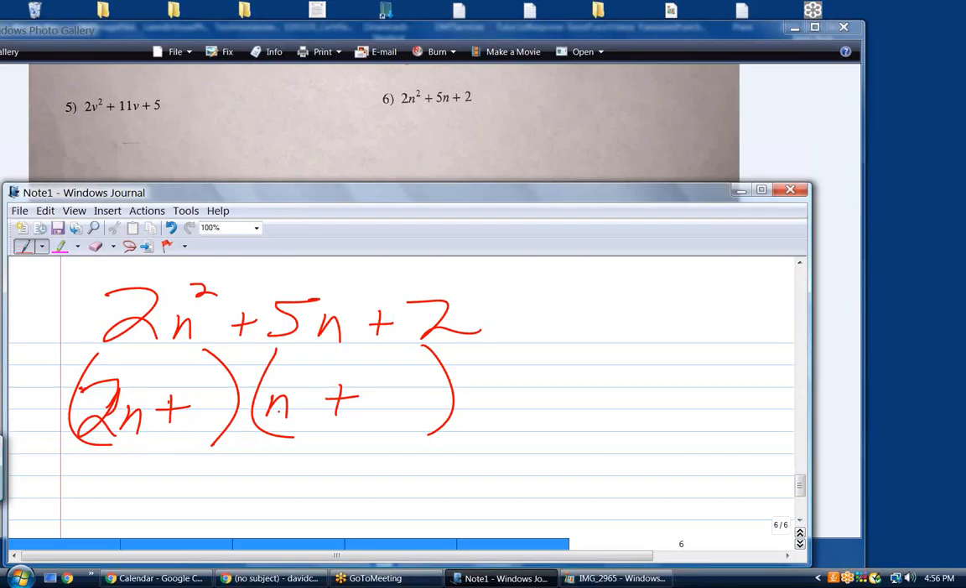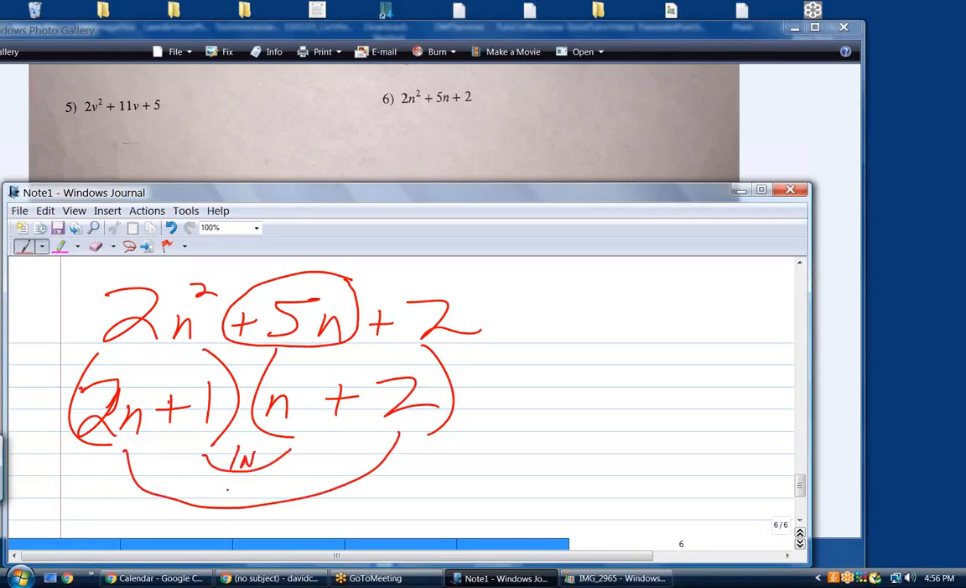So what's the answer here? It's 1 and 2 or 2 and 1? Which one? What produces that middle term? That's the question. 1 and 2? Yeah, 1 and 2, because that gives you 1n, that gives you 4n, that gives you plus 5n. Okay.